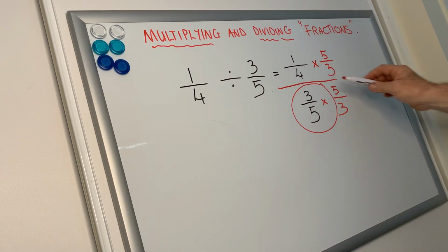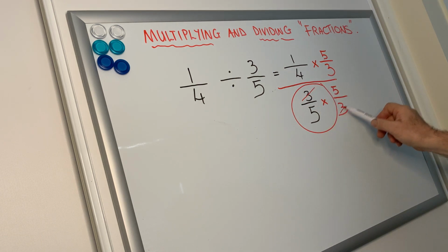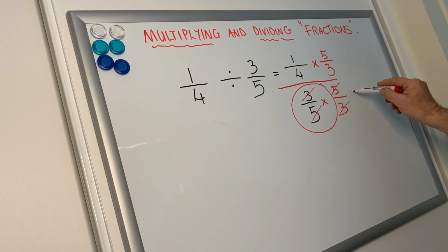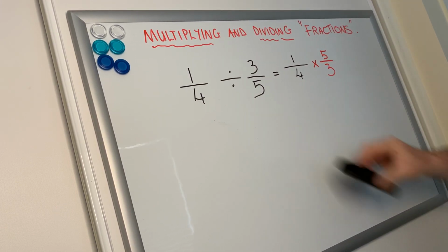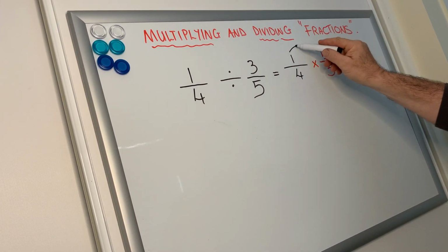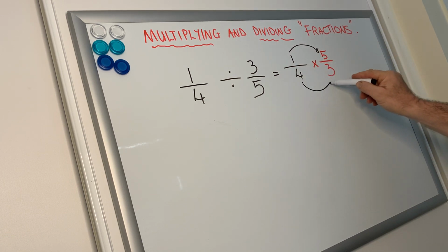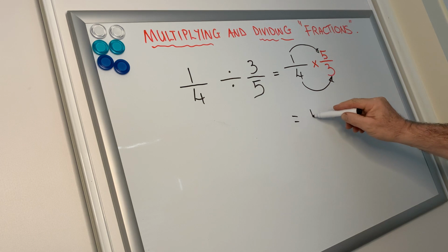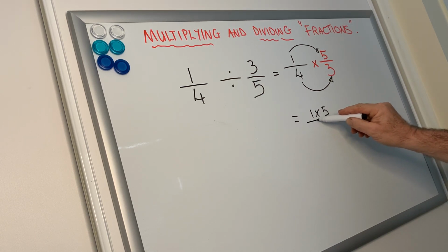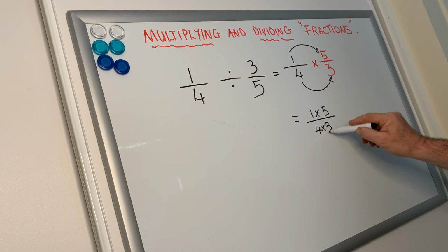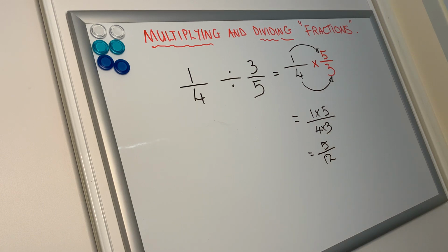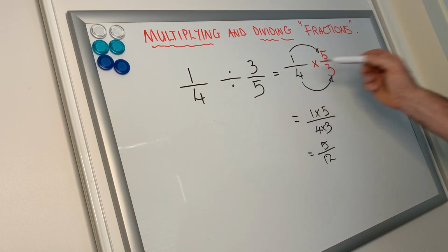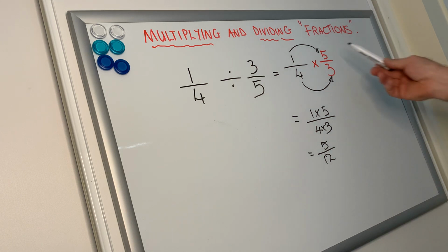So when we look at the denominator, 3 cancels into 3, 5 cancels into 5, becomes 1. So what we actually have is 1 times 5 and 4 times 3. So we actually have 1 times 5 over 4 times 3, which is equal to 5 over 12. That's why we flip it. That's why we flip the 3 over 5 into a 5 over 3. And then obviously the sign has changed to multiplied.